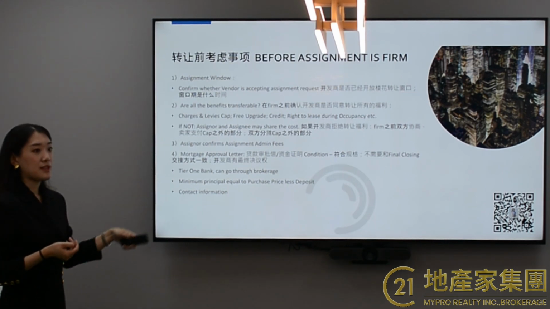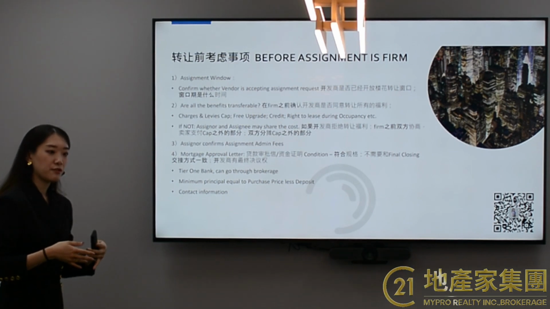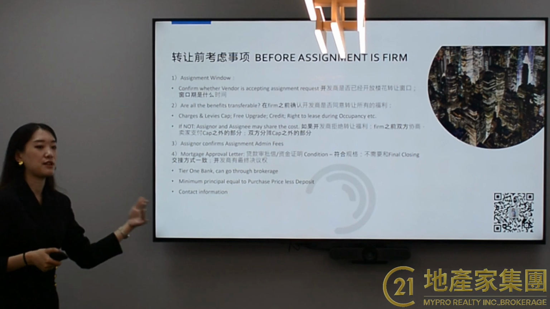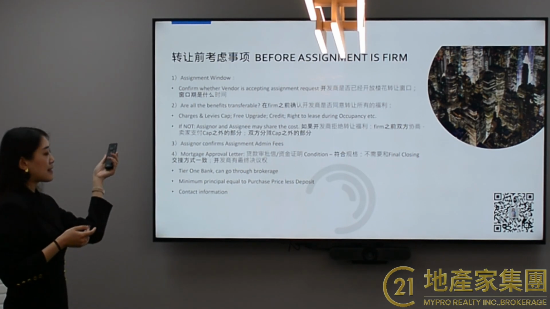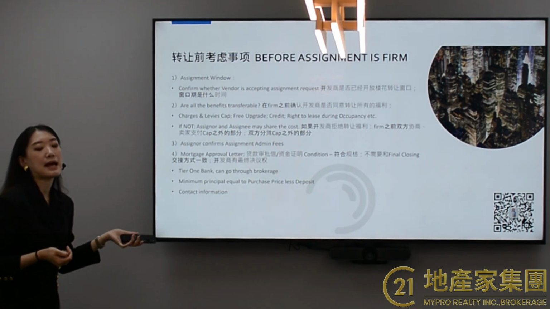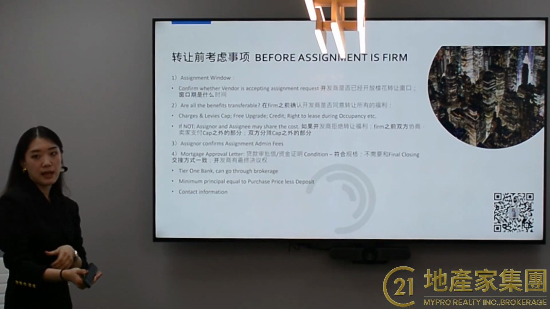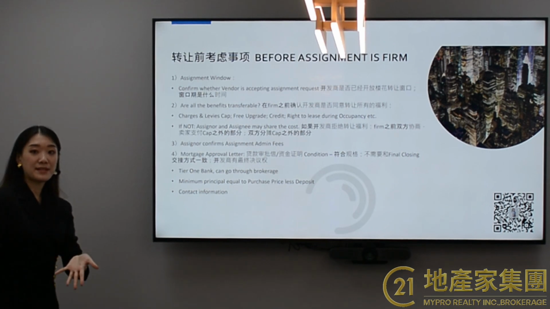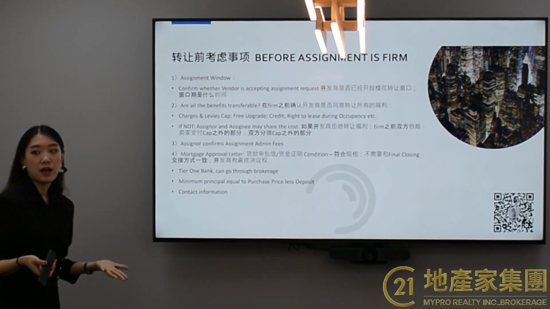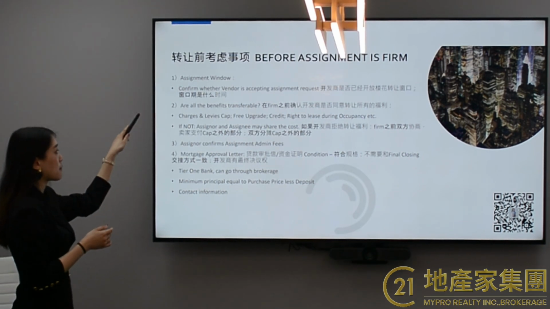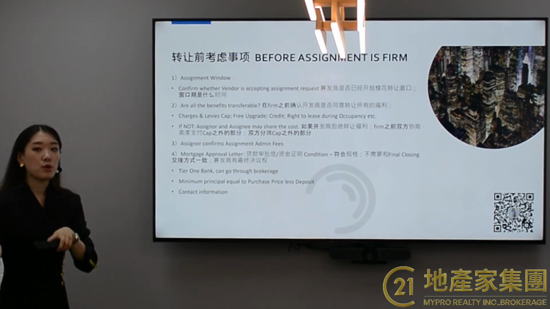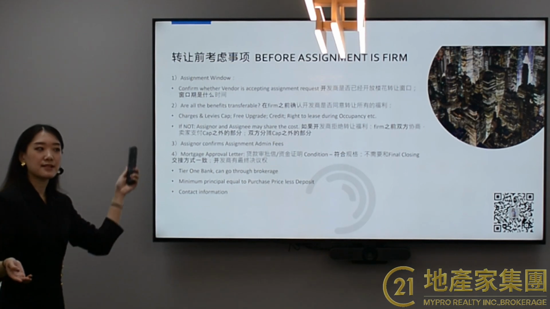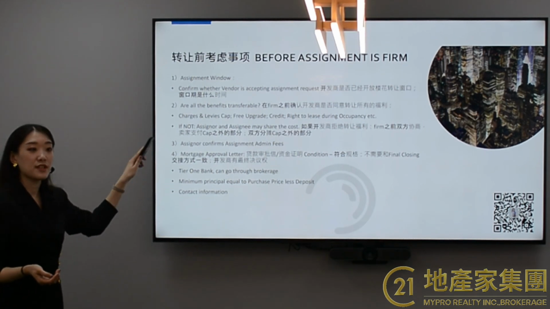So if they do, then you can actively try to find an assignee, like the buyer, and then you sign the assignment agreement and you proceed forward. But sometimes they will get back to you and say, oh, we will only consider assignments like 3 months before the occupancy date, and we're not considering it right now. That means if you submit the assignment request right now, it's gonna be sitting on the vendor's desk for like months, and that could create problems for the assignor and assignee.